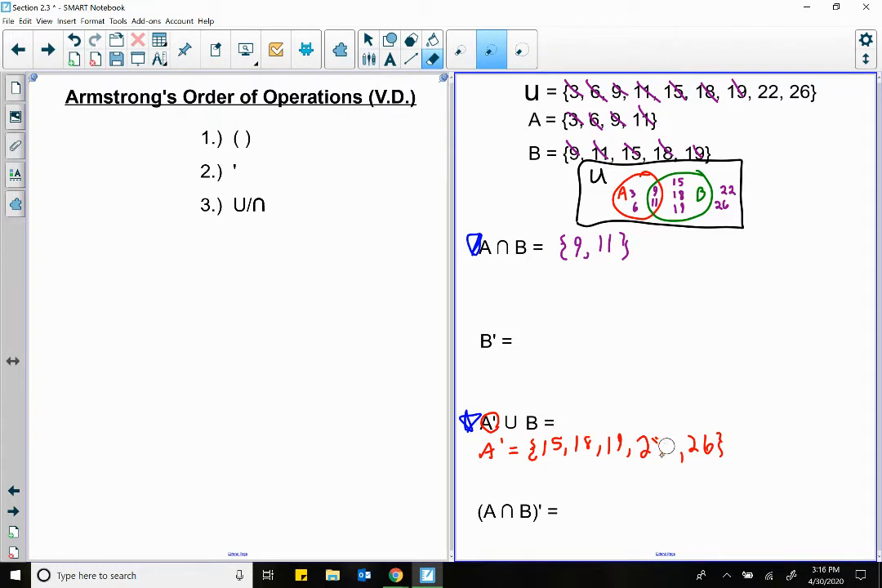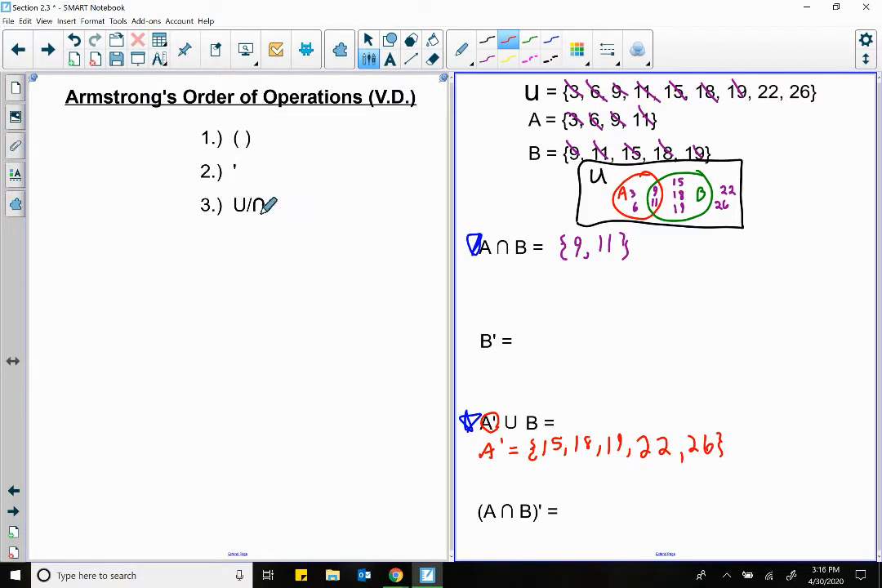I know Mr. Armstrong's hieroglyphics sometimes get the best of him. If there's something that you can't read, please always email me and ask. I'll always talk you through my interpretations of numbers. So there we go. This right here represents the complement of A. And now we move on, because we took care of the complement.